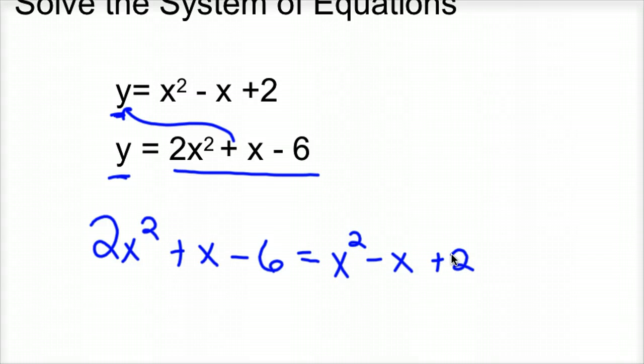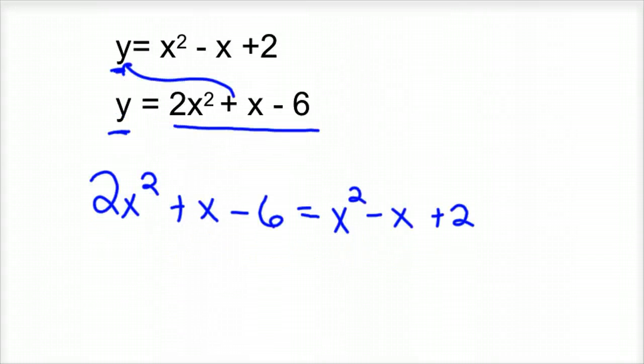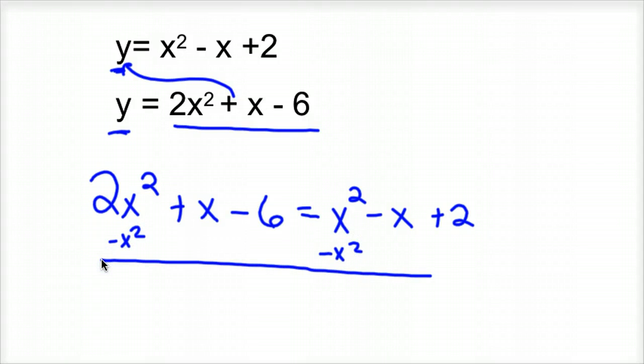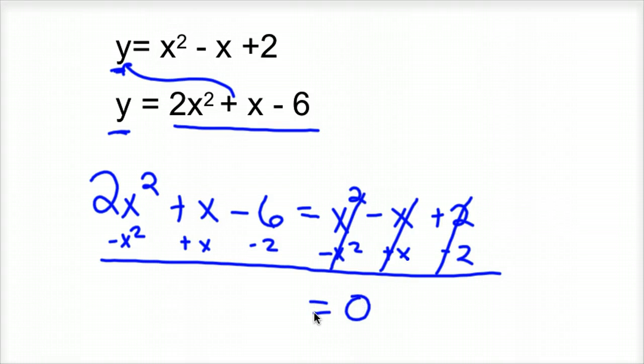Then, it's a matter of solving these. Since you've got a squared term, we're going to move everything left and put it in descending order. So I'm going to subtract x squared. And I'm going to add this x to this side, and I'm going to subtract this 2. So what you have left, that's 0, that's 0, that's 0. So 0 equals negative 6 and negative 2 is negative 8. x and x is 2x. 2x squared minus x squared is x squared.